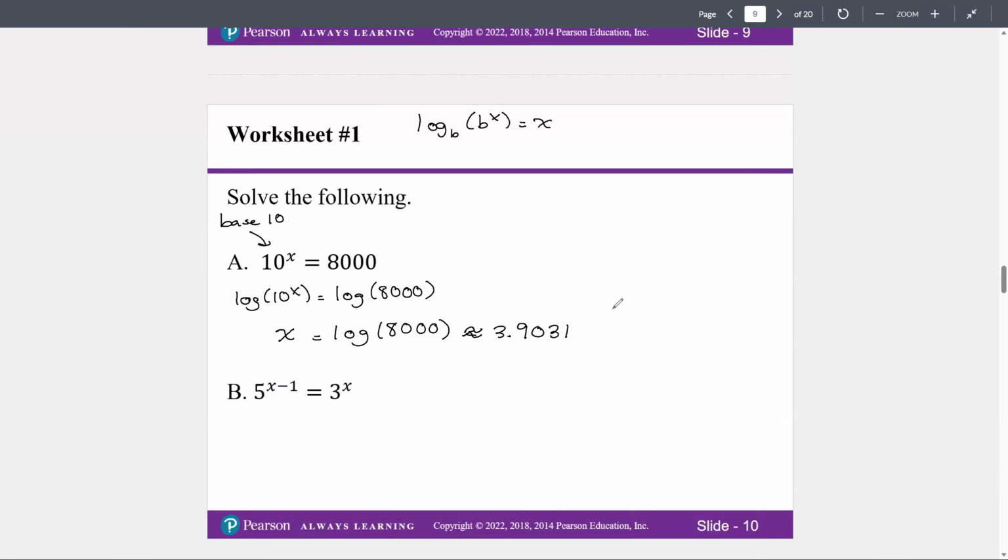And just to check, 3.9031. If I do 10 to the power of 3.9031, make sure I didn't mess it up. Nope. I get 8,000.18 approximately. So we're pretty close.